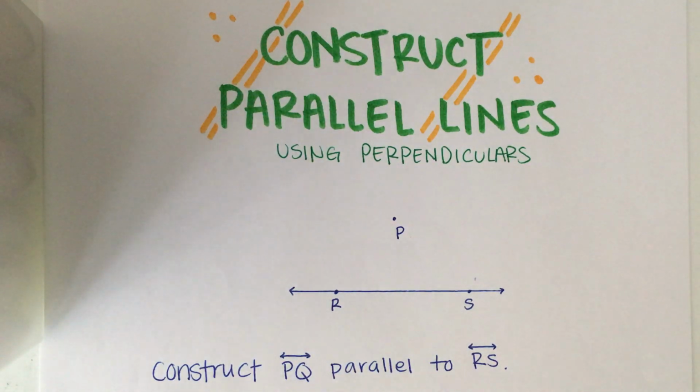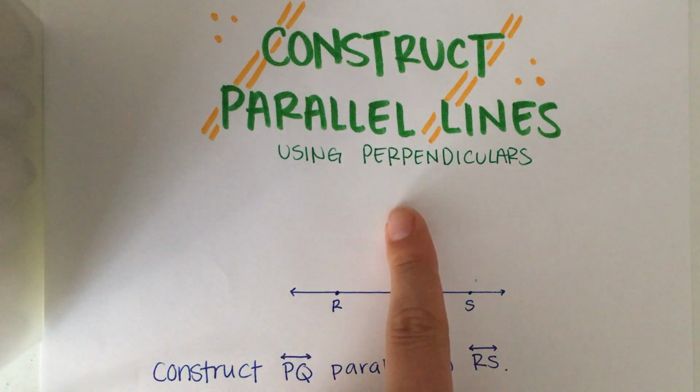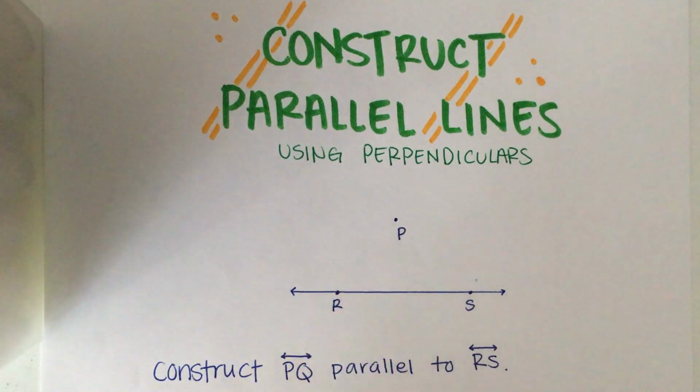In this video, we're going to construct parallel lines using the perpendicular method. So with this, what we want to remember is that if two lines are perpendicular to the same line in a plane, then they are parallel. So what we're going to do is start off by constructing a perpendicular through point P that's perpendicular to RS.